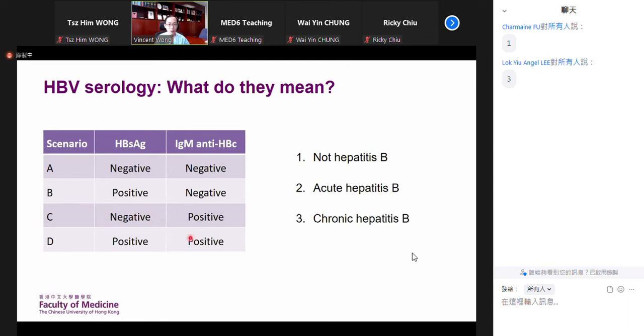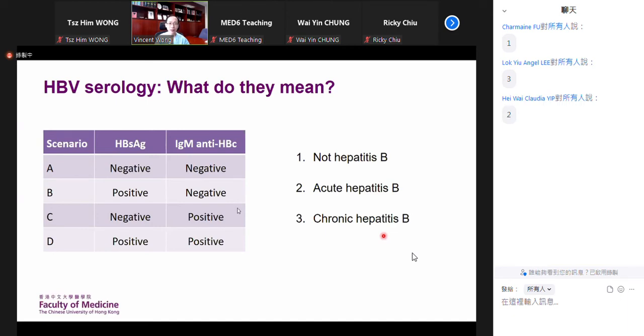Scenario C, also rather simple. Negative surface antigen, but positive IgM anti-HB core. What is it? Is it not hepatitis B, acute or chronic hepatitis B? Okay, very good. This is acute hepatitis B.